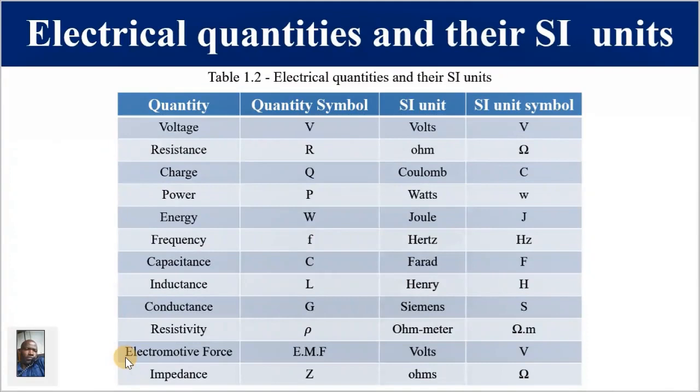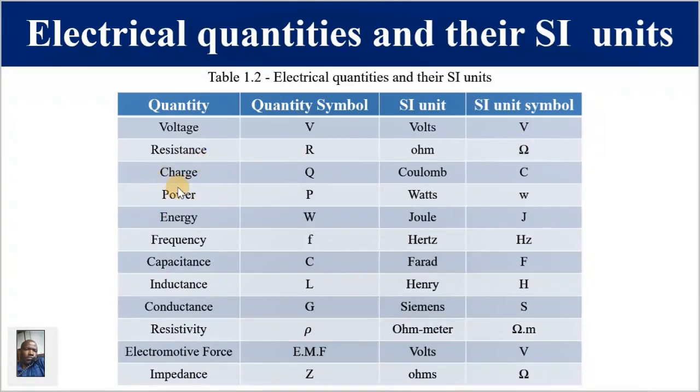Since we are studying electrical engineering, it is important to have a look at electrical quantities, their symbols, the SI unit, and also the SI unit symbol. Guys, these are very, very important, and you will meet them so often in your course. The symbol for voltage is capital letter V, and it is measured in volts. The symbol is V. Resistance, the symbol for resistance is capital letter R. It is measured in ohms, and this is the Greek symbol omega.